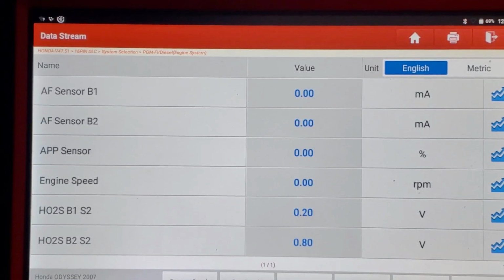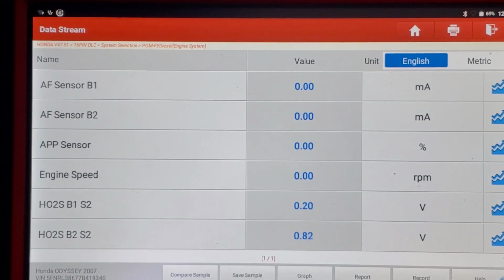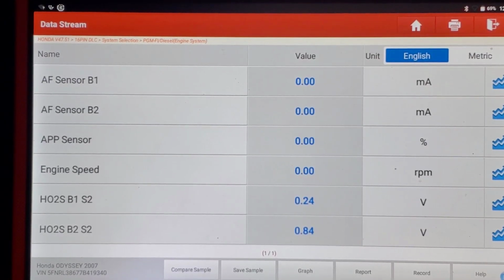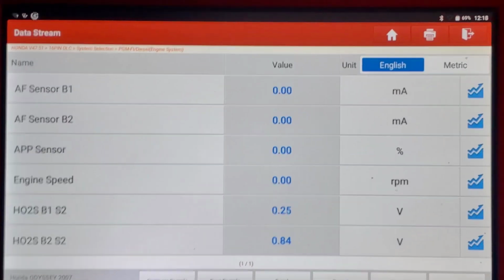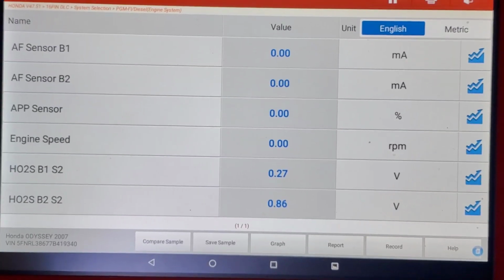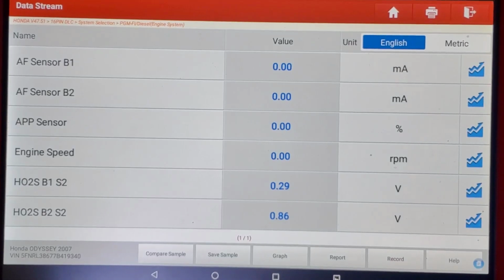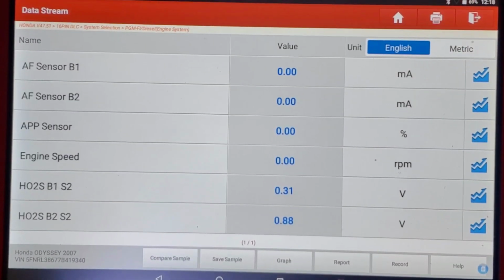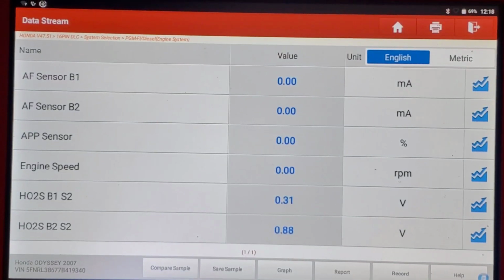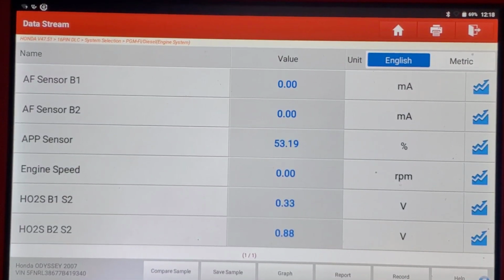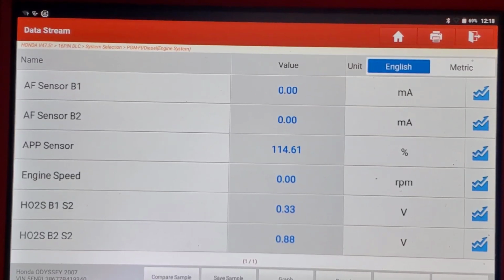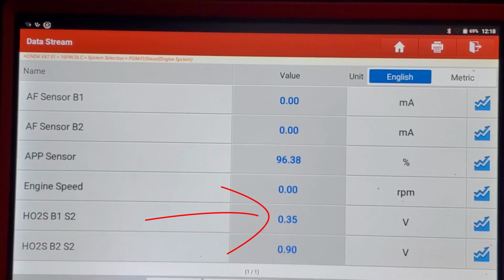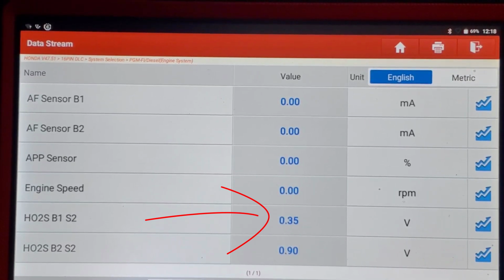We have here the data related to O2 sensors. On top we have the air fuel ratio sensor for bank 1 and bank 2, 0 milliamps. So that one is zero compensation, perfect, like air fuel ratio lambda. And we have the APP sensor. I will accelerate right now. Look, see, accelerator, engine speed, so that will let you know how we're doing.